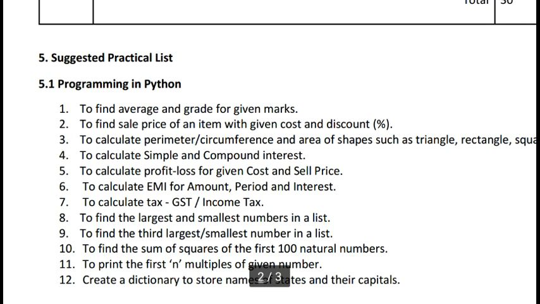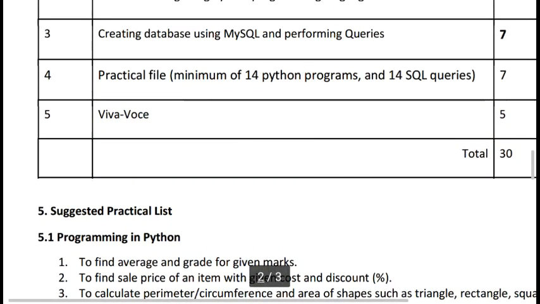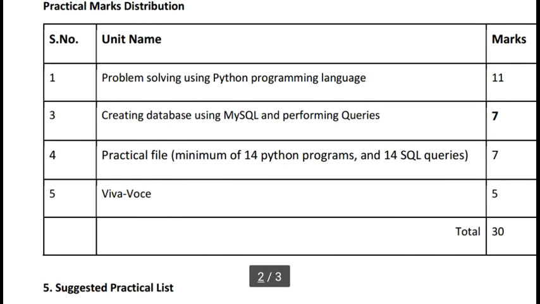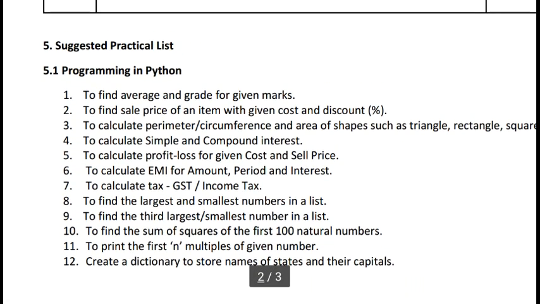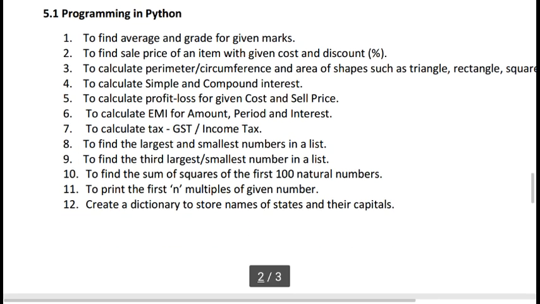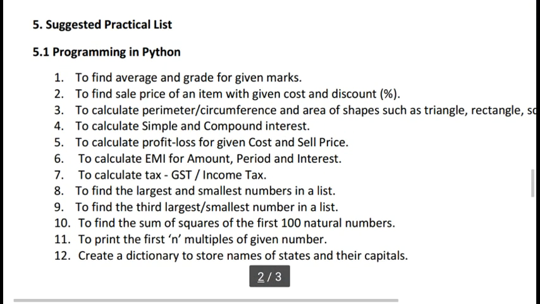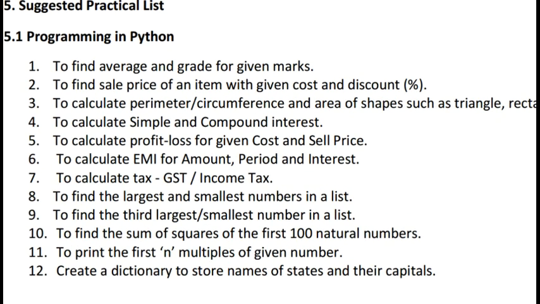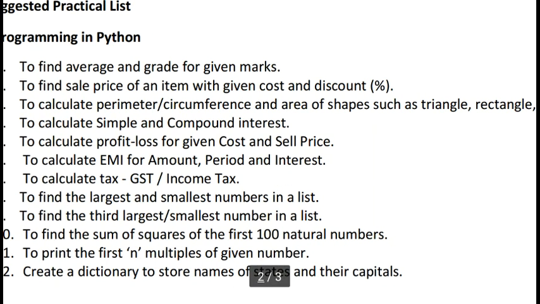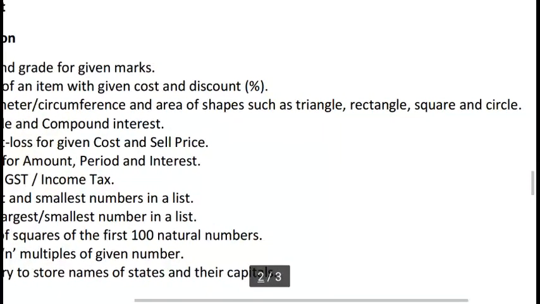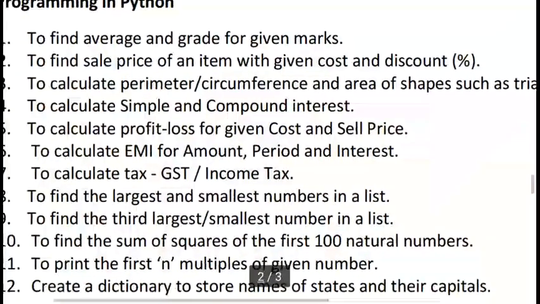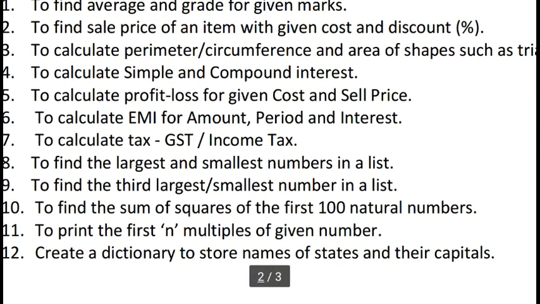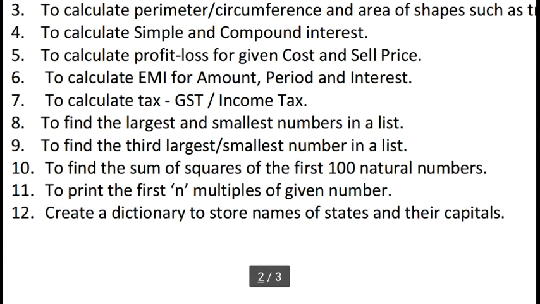Suggested practical list, programming in Python. In these 14 Python programs you will write in your practical file. So this is a demonstration of which type of programs you will be able to write. You can see: to find average grade of given marks. So this we will discuss later. To find sale price of an item with given cost and discount. To calculate perimeter, circumference and area of shapes such as triangle, rectangle, square and circle. To calculate simple and compound interest. To calculate profit loss for cost and sale price. To calculate EMI for amount, period and interest. To calculate tax, GST and income tax.